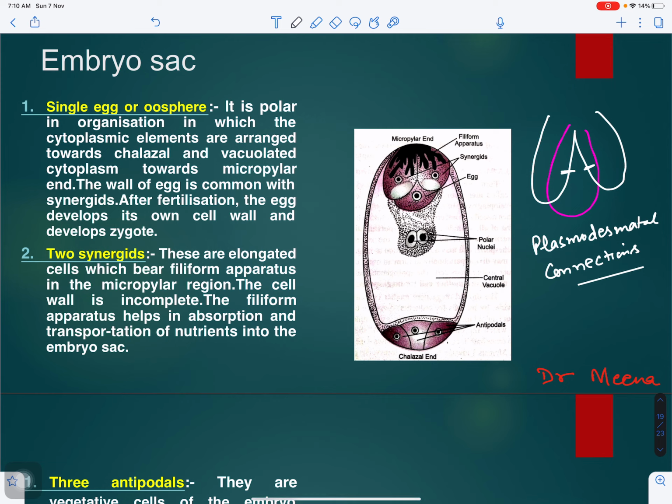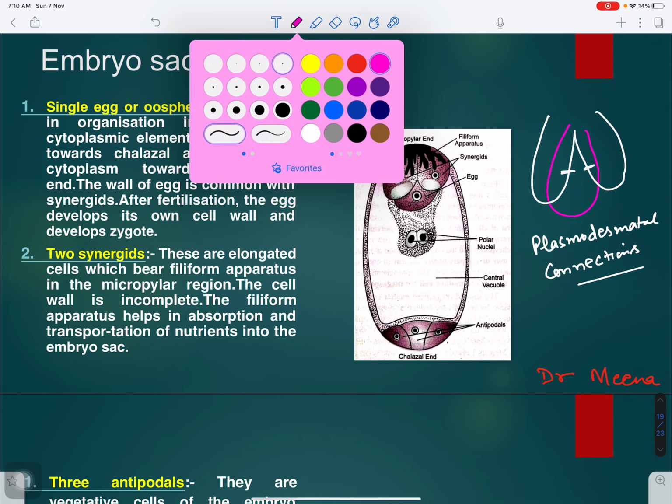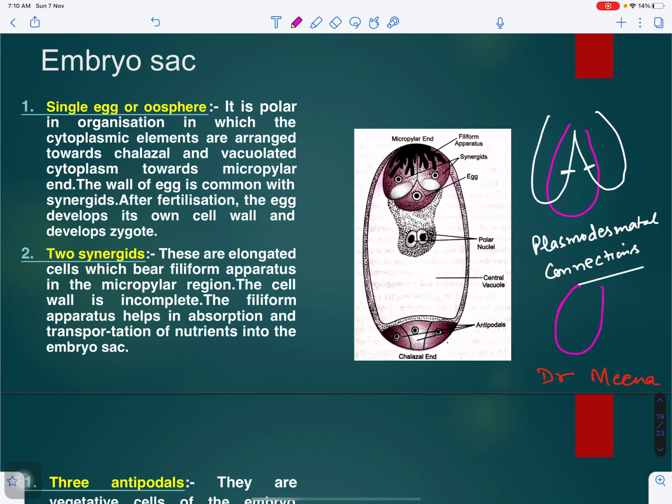But when this egg is fertilized, after fertilization, the egg will develop its own wall, and its nucleus will also become diploid in nature. First it is haploid. After fertilization, this will become diploid. We will discuss this again in the next videos. Now these are two synergids like we discussed, which are helping the egg cell or assisting in the fertilization. So two synergids are there.